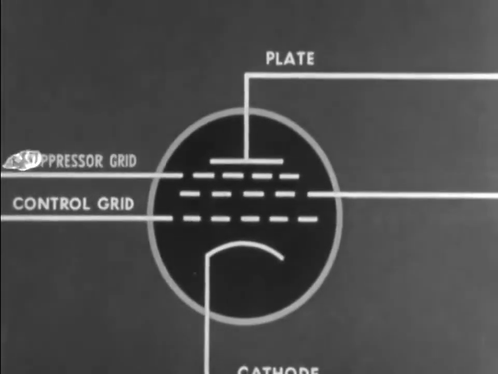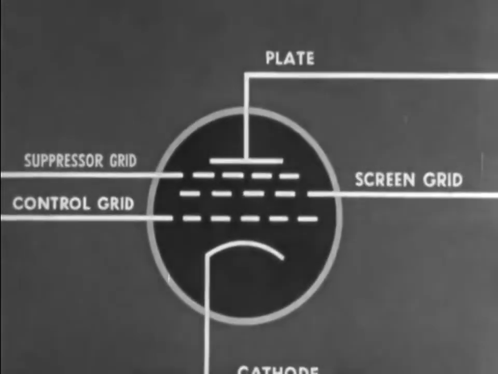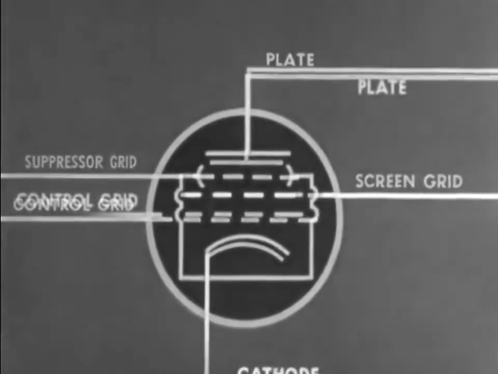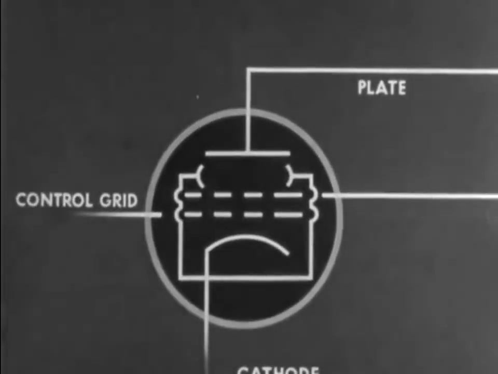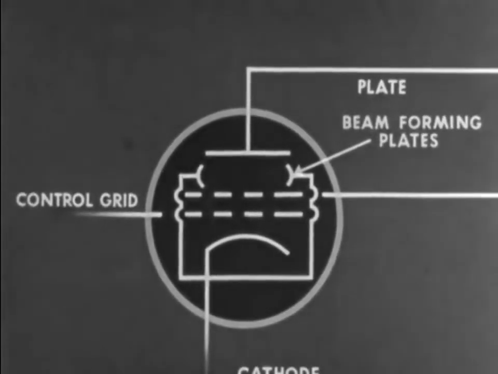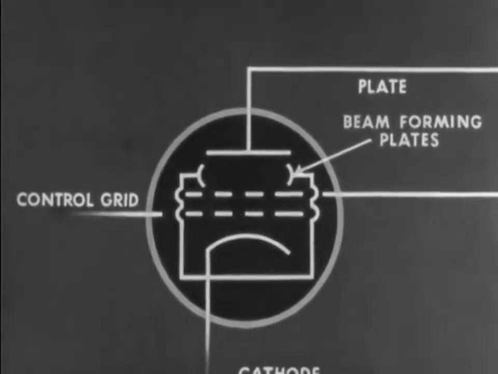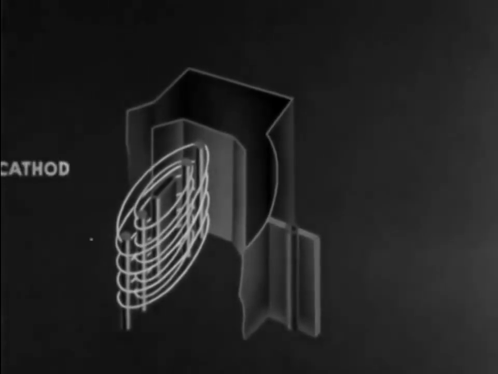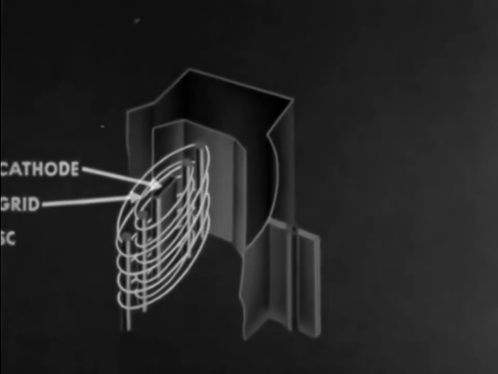The suppressor grid between the screen grid and the plate in the pentode may be omitted. Instead, what is known as beam-forming plates are substituted. This is the symbol for the beam power output tube. This tube is built with the usual cathode, grid, screen, and plate.